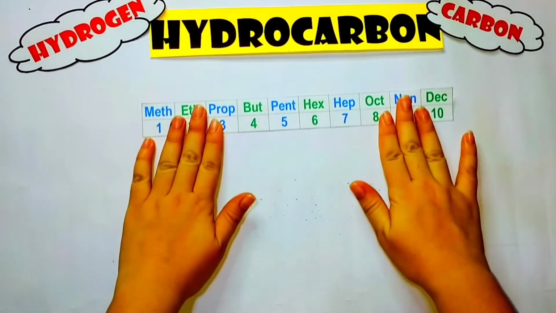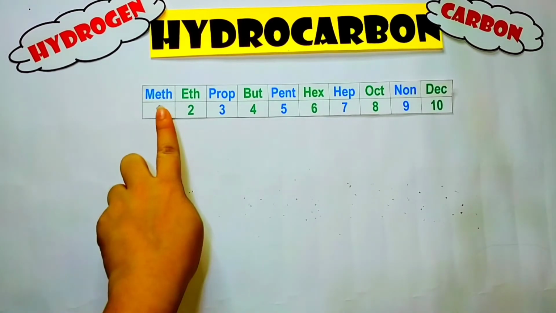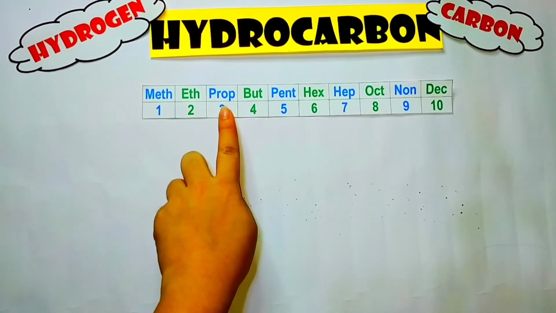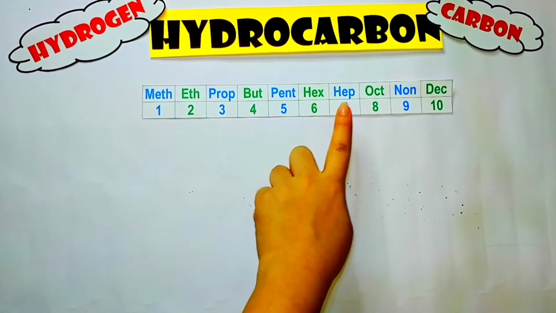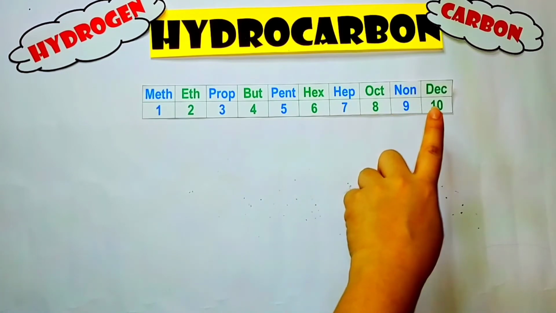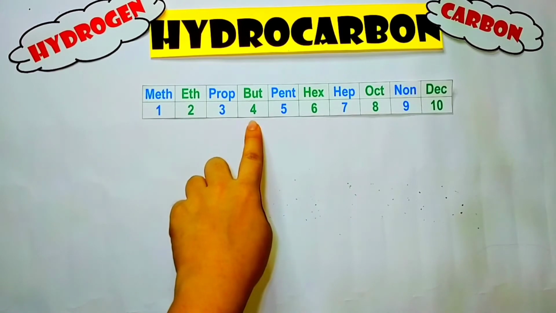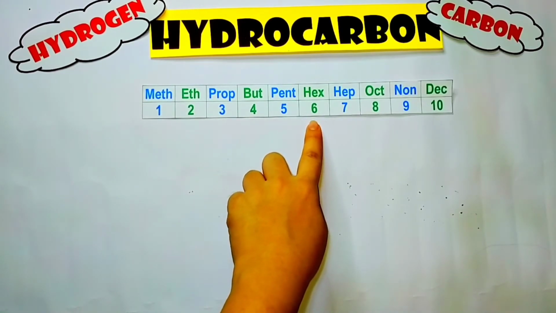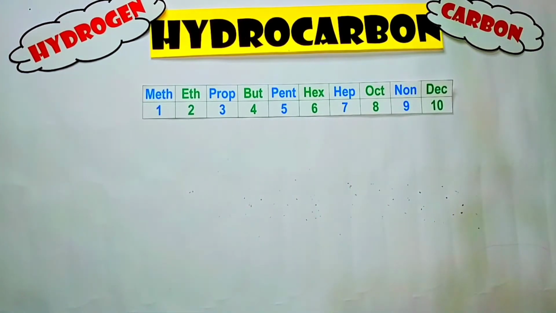I'm going to show you a list of prefixes used to name hydrocarbon. These prefixes stand for the number of carbon atoms in each organic compound. We have meth, eth, prop, but, pent, hex, hept, oct, non, dec: 1, 2, 3, 4, 5, 6, 7, 8, 9, 10.